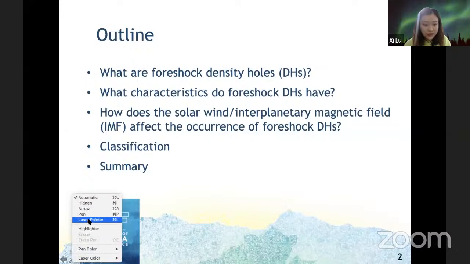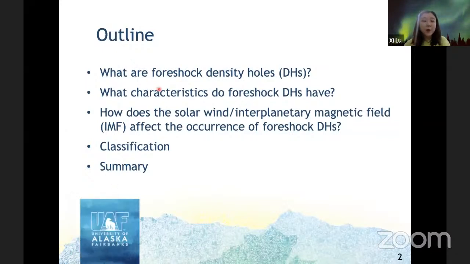Okay, let's get started. Here's the outline. I'm going to introduce the foreshock shortly and show an example of the density holes. Then I will present our statistical results to show what characteristics foreshock density holes have, and under what solar wind and interplanetary magnetic field conditions density holes are most likely to occur. After this, I'll show a classification for the density holes based on the observations to answer whether the density hole is a unique foreshock transient or not. Finally, I'll conclude with a summary.